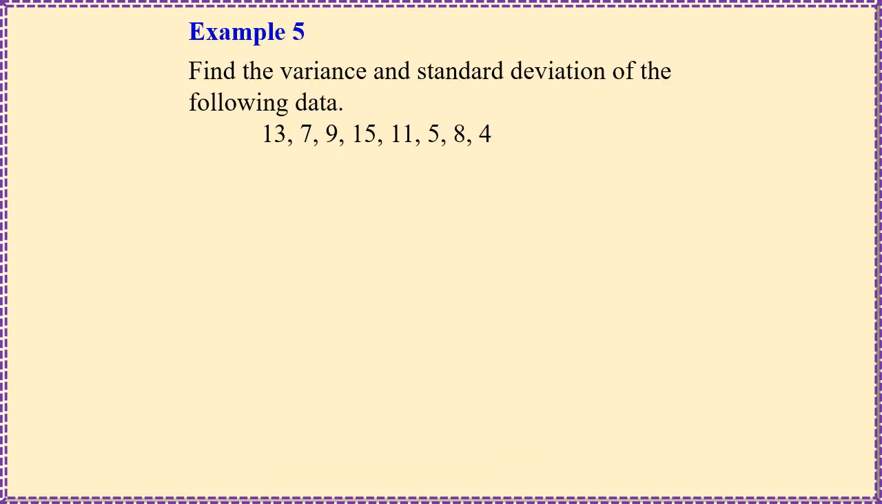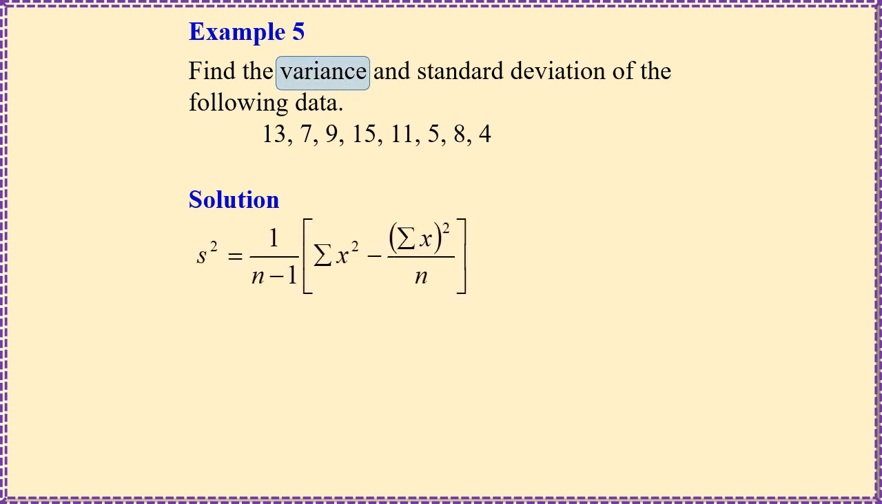Example 5. Find the variance and standard deviation of the following data. Now we don't have to find the mean. For finding the variance and standard deviation, we can directly use the second formula. What is the second formula? Summation of x squared and then summation of x. I can show you how to use the calculator right now. What you need to do is put all the data inside the calculator.